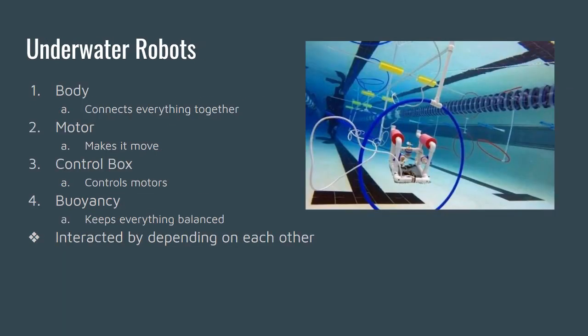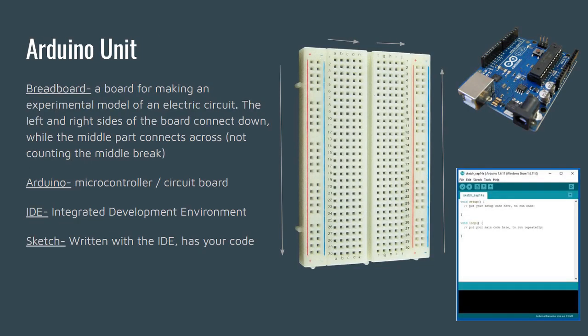The next unit we have is the underwater robots unit. So we have the body, this is the frame, this connects everything together. Then we have the motors right here, these make it move. We have the control box on the other end of this long cable, which is the brains of the robot. It's also what we use to put our inputs to control it. And then buoyancy, this is the balancing part of the robot. So how it acts in the water is based on the way that you buoyancy tested it and calibrated it.